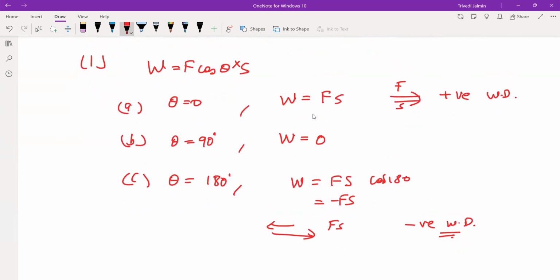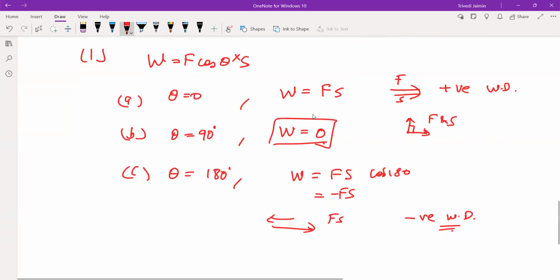Anything else we missed? Cos 90 is 0. Yes, correct. So here work done is 0. That means force and displacement are exactly perpendicular. This 90 degrees means perpendicular, force and displacement.